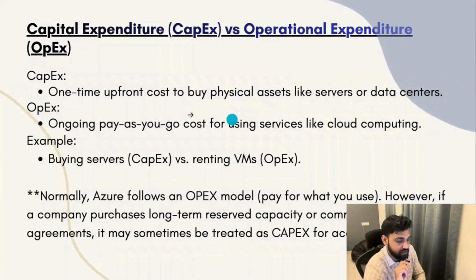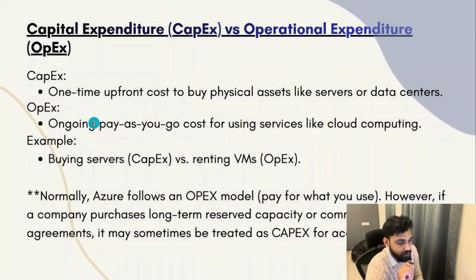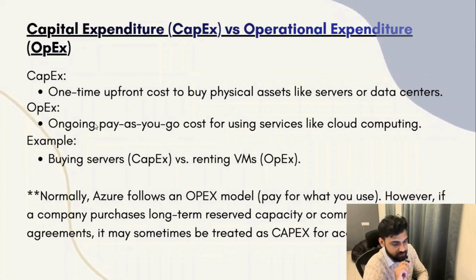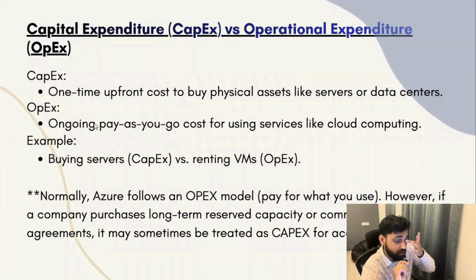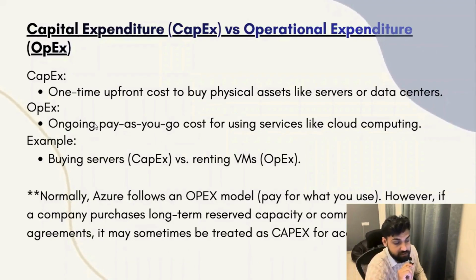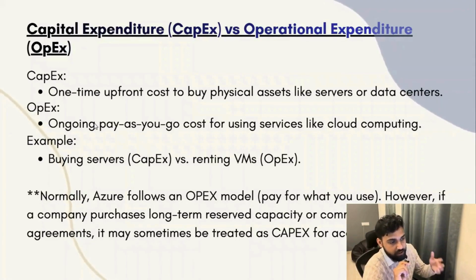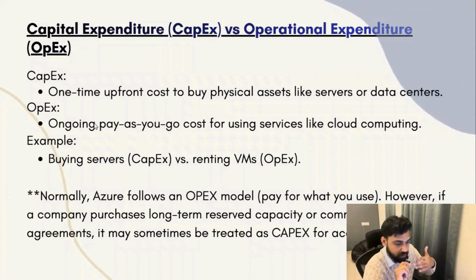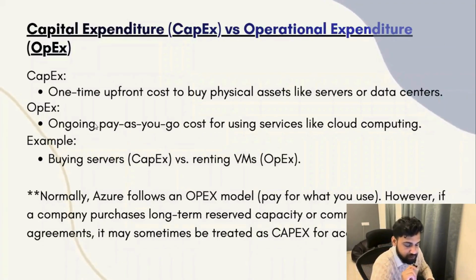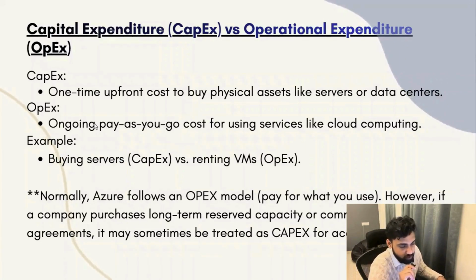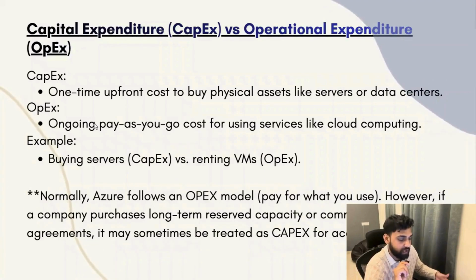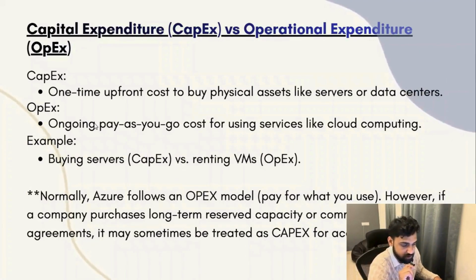So by the definition in our cloud area, it is an ongoing pay-as-you-go cost for using services like cloud computing. Suppose you buy the cloud and then you are storing data, like a user logging into your website and you are storing that user information. Every time you store the information of the user in your cloud, you have to pay for that. That is an operational expenditure. I hope I am telling you right.